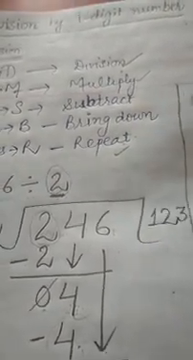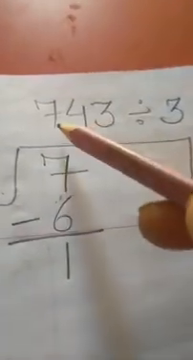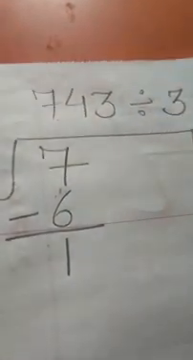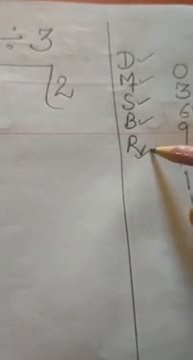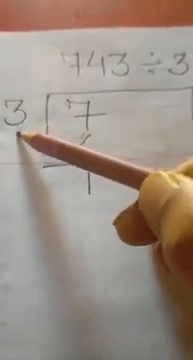Yes, now see one more example relating to this. Firstly, you can see the question 743 divided by 3. First step is division. Dad's division, mom's multiply, sister's subtraction, brother's bring down, and relatives repeat. Here is divisibility by 3. We have to divide the number by 3, so we will write the table of 3.